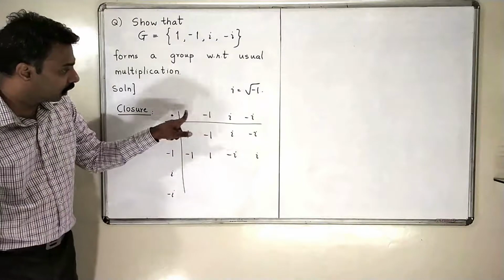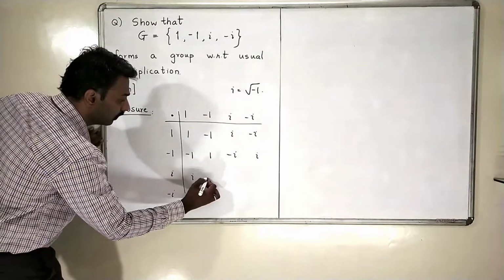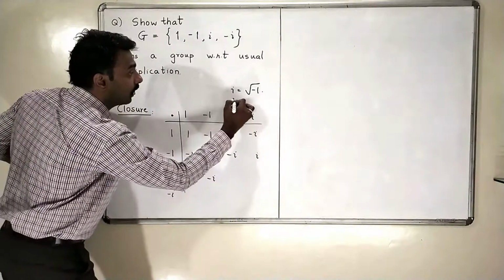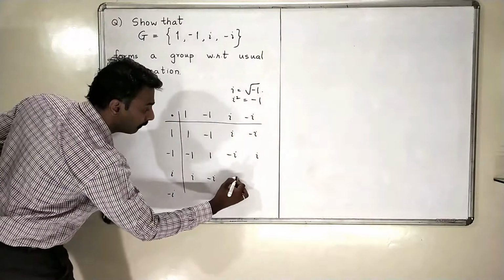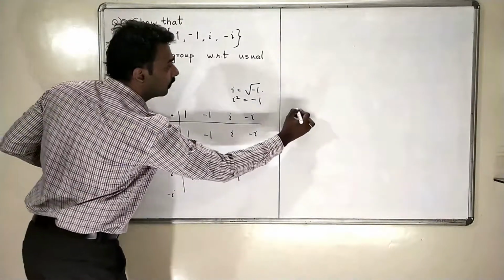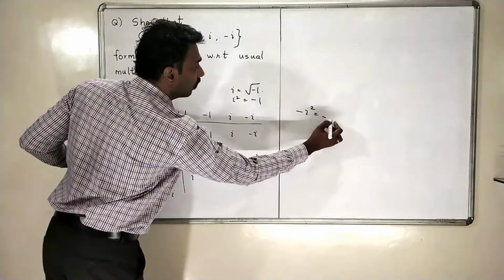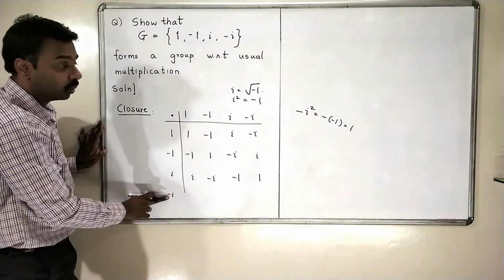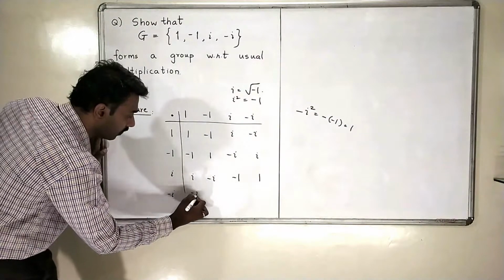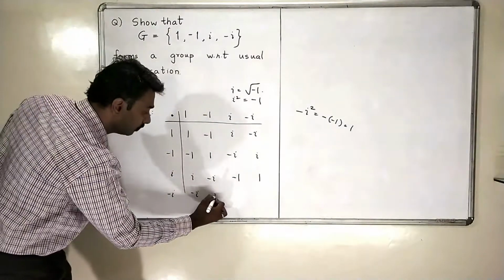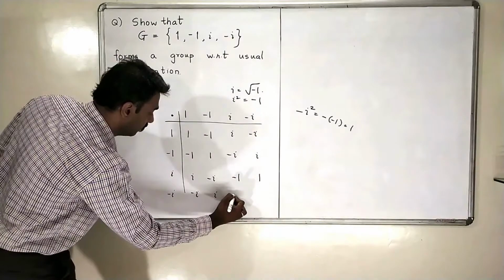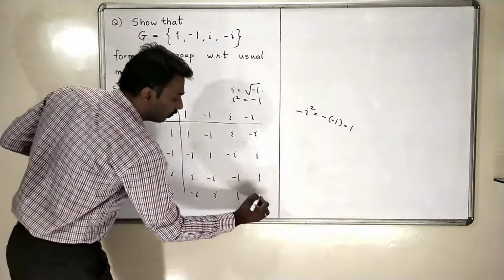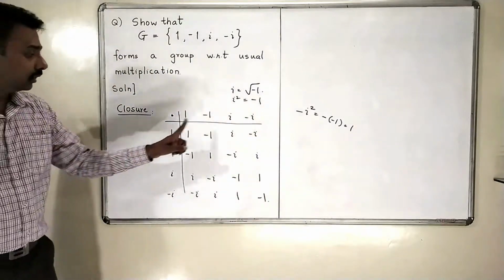When I multiply i to all of these elements, I will get i, minus i. i into i is i square, which is minus 1. i into minus i is minus of i square, and minus of i square is minus of minus 1, so that is 1. When I multiply minus i to all these elements, minus i multiplied by 1 is minus i. Minus i multiplied by minus 1 is i. Minus i into i is minus of i square, so we get 1. And minus i into minus i is i square, which is again minus 1. So all the entries are in the table.